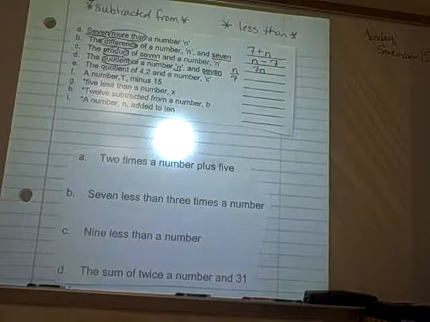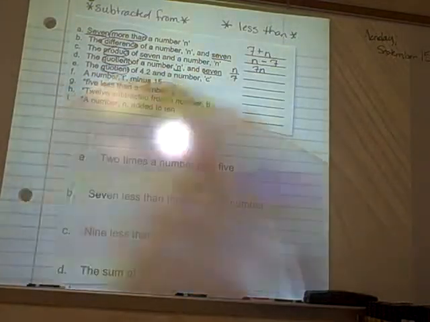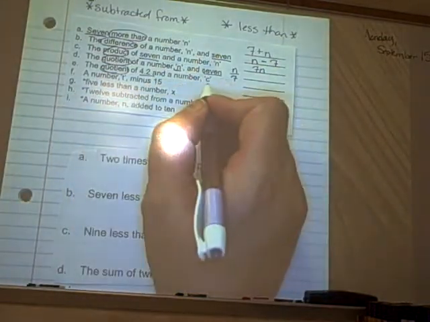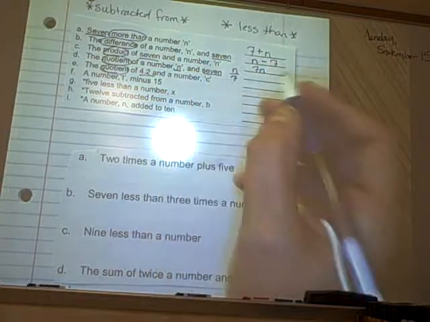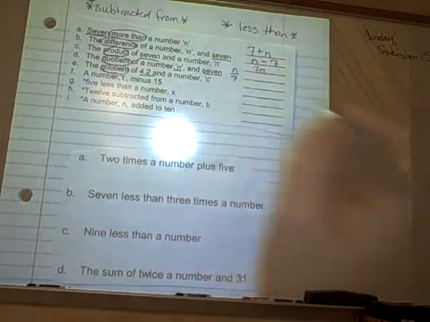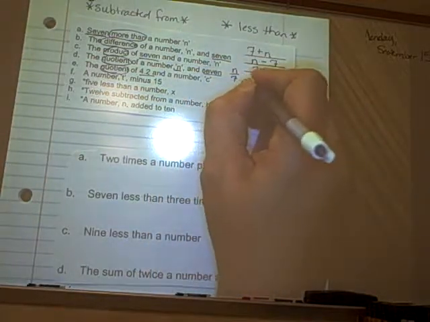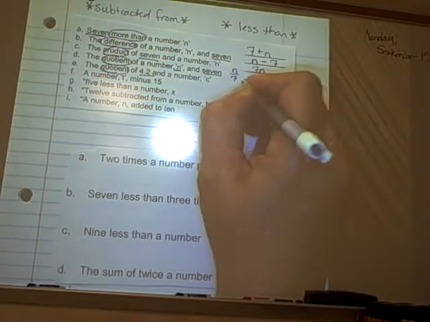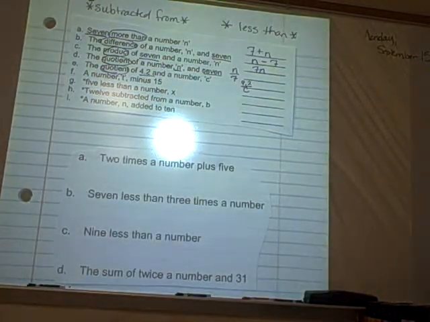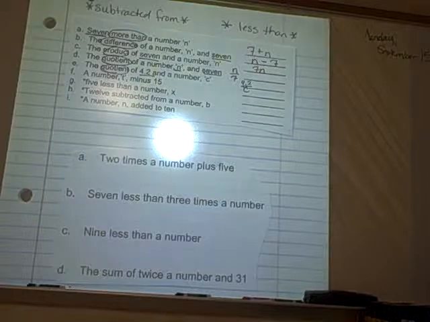All right, letter E says the quotient of 4.2 and c. So this one's division again. 4.2 comes first. I still don't think I can fit it. Maybe I can. 4.2, nope. Over c. I can't fit it on that little line. 4.2 over c. I write too big.